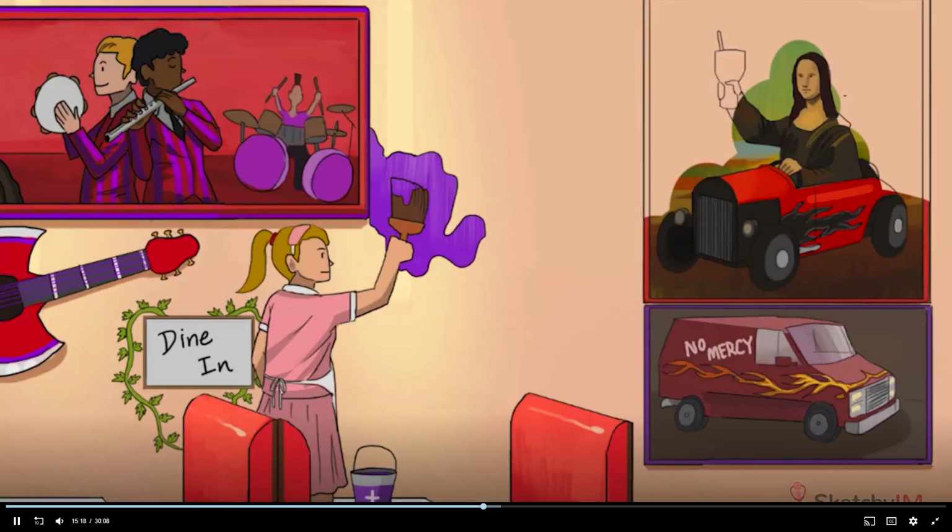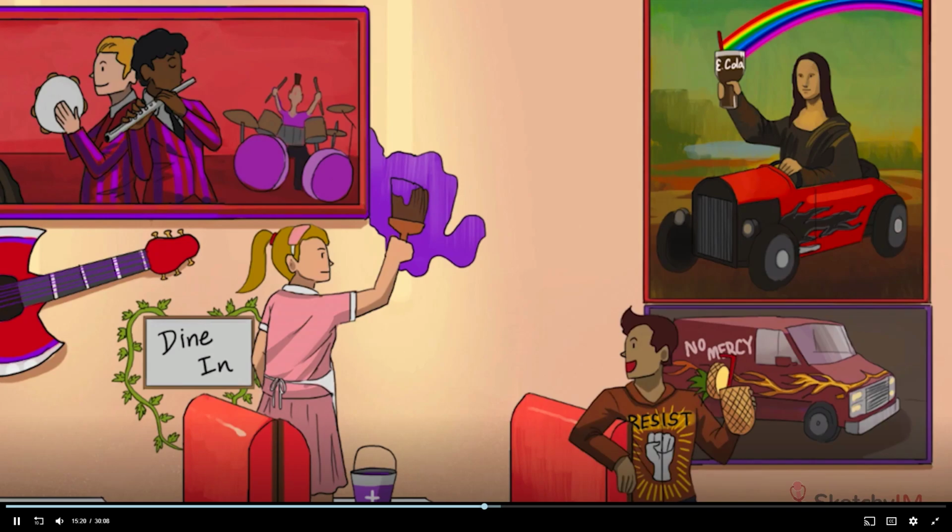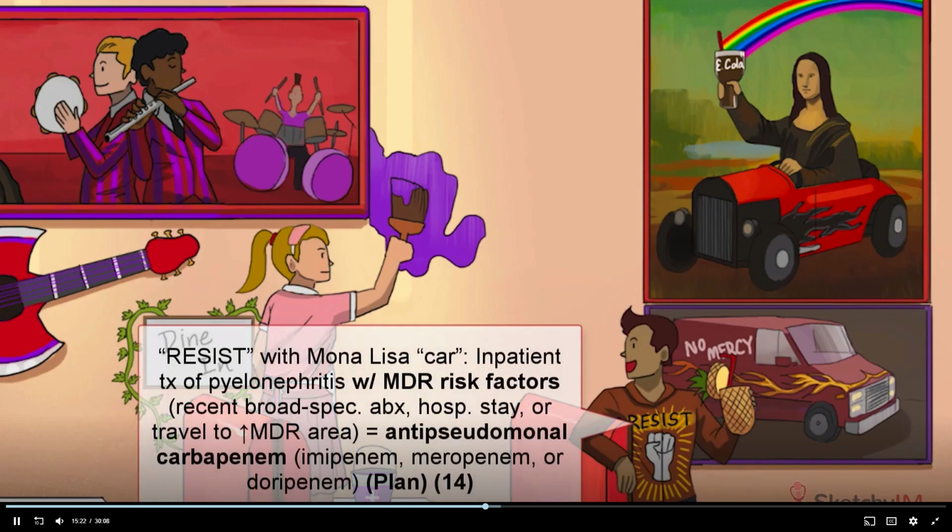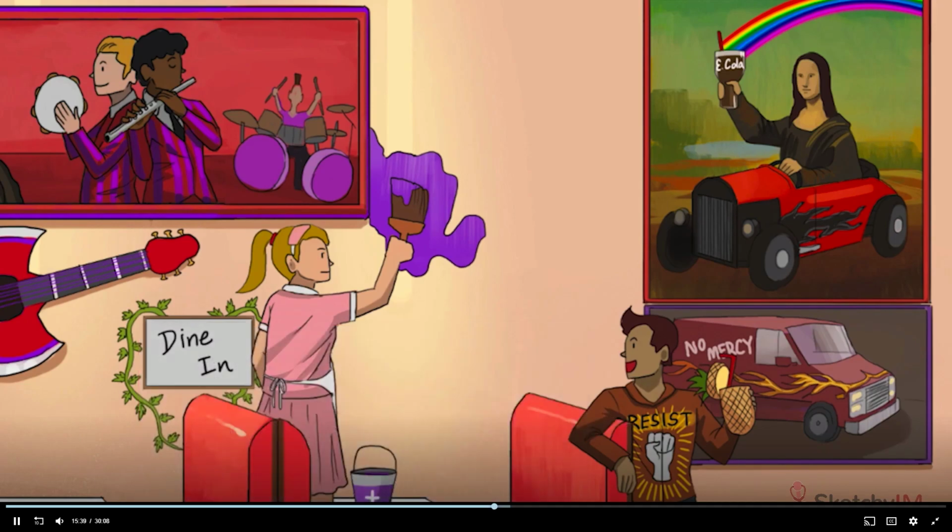And finally, we need to consider risk factors for multiple drug-resistant organisms, recent hospital stay, recent antibiotic use, etc. You know the drill. Yet again, these risk factors are represented by that intimidating resistance jacket. These patients should be treated with an anti-pseudomonal carbapenem for empiric therapy, in particular, imipenem, meropenem, or doripenem.